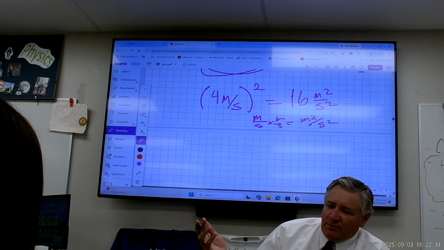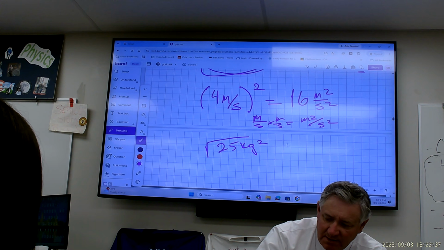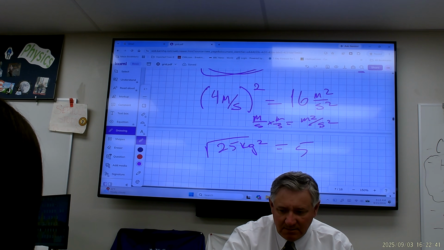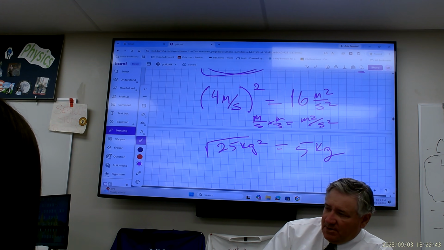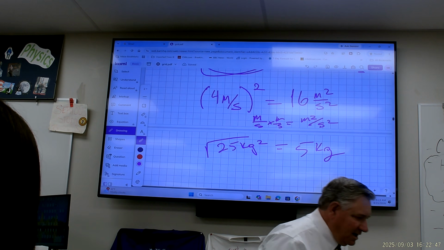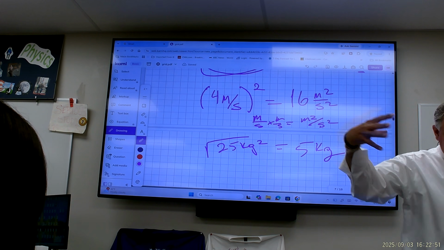And you do the same thing with square roots. If you take the square root of 25 kilograms squared, you can take the square root of kilograms squared, and you're going to get 5 kilograms. Those are your basic operations. So let me hand out the assignment, and we're going to work through this together.